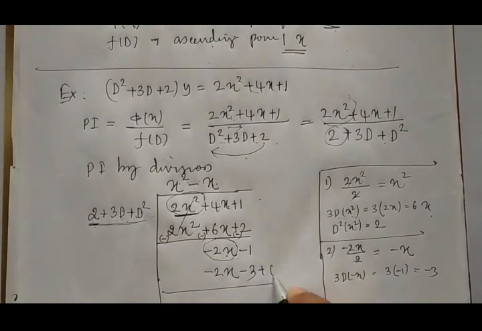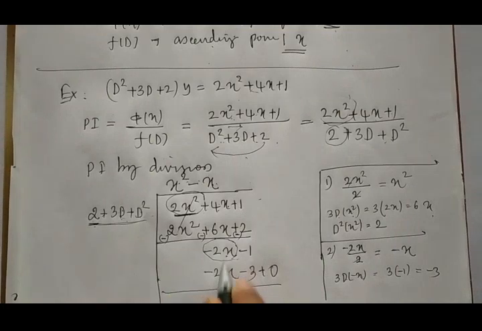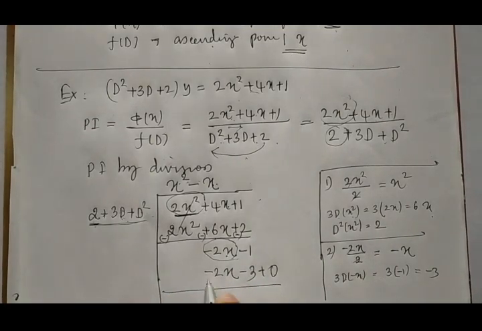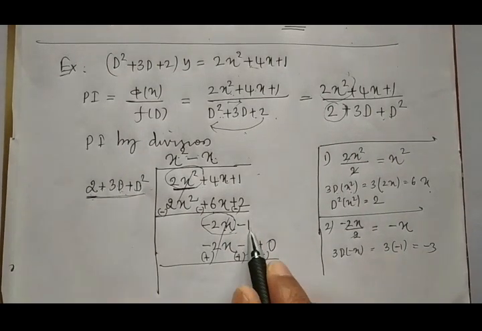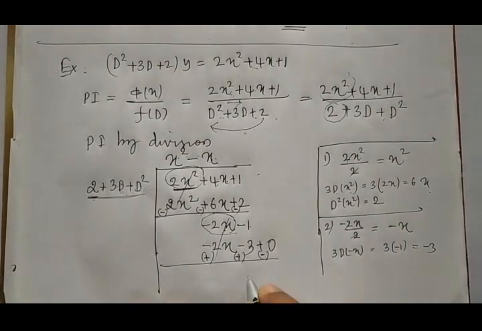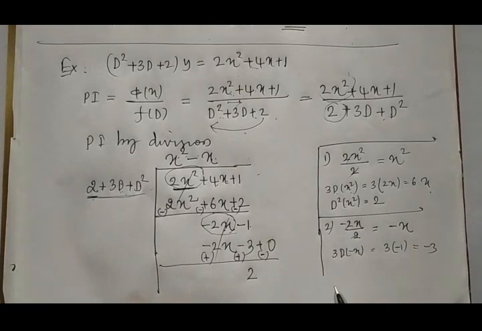Therefore, next is 0. Again, you take a difference between these two. This minus this. Then automatically this minus sign will become plus. Again, this minus sign will become plus. This is minus. So, again, this term gets cancelled. Then, minus 1 plus 3 will be plus 2.